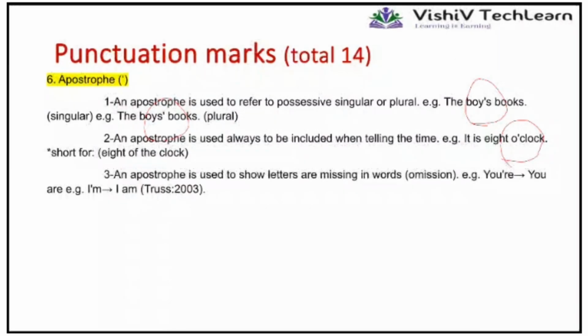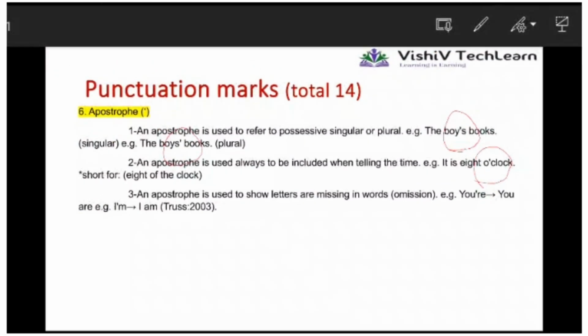The third use of the apostrophe is to show the letters which are missing in words, when we omit a few letters. Example: you are, you're. One more example: I am, I'm. In these examples you can see the apostrophe in you're, where the a is omitted, and in the second example, I'm, the apostrophe is between the I and the m, and here also the a is omitted.